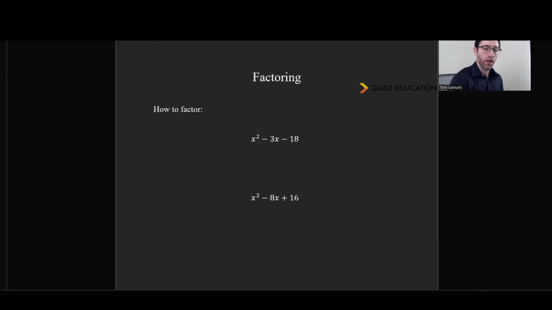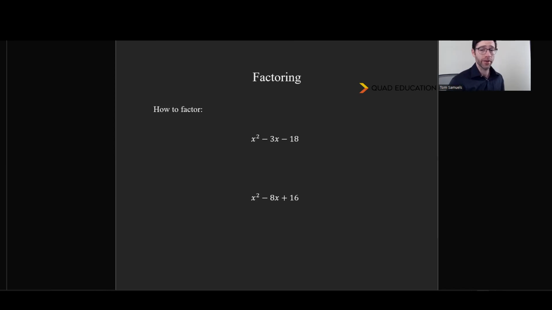Okay, factoring again. Previously, I've only talked about factoring as a part of another concept, but today we're going to hammer home with a quick intro on factoring and then just do a whole bunch of practice. So how do you factor?